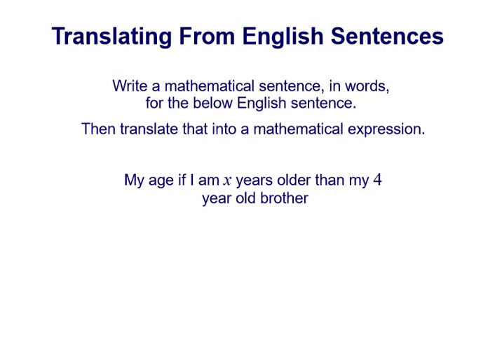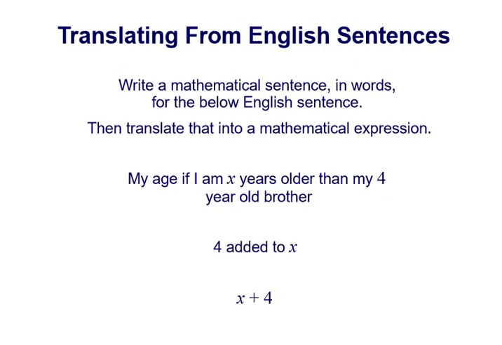The next example: my age if I am X years older than my 4-year-old brother. So here you want to take the pieces from the English sentence. You have the fact that you are an unknown amount of years older than, so older than, think of what operation is for older than or more than my 4-year-old brother. So we know the brother is 4 years old. So comparing the two, older than we want to think is the operation of addition.